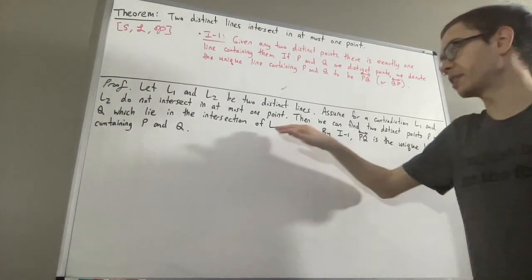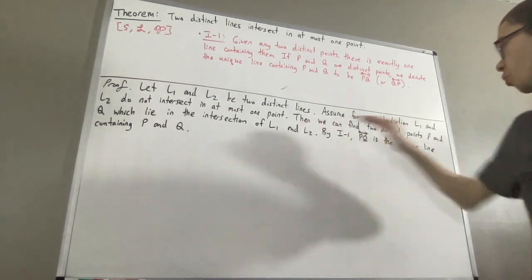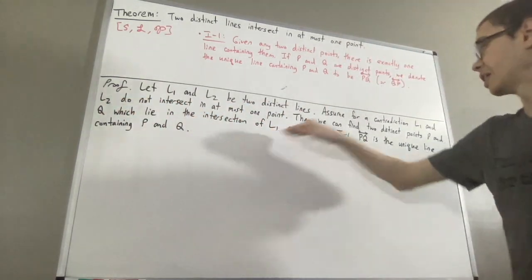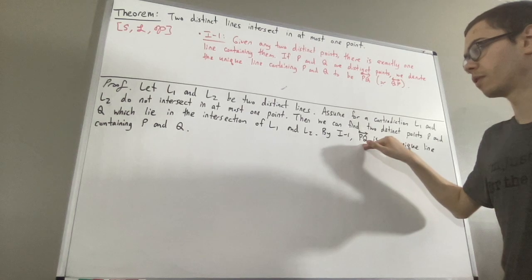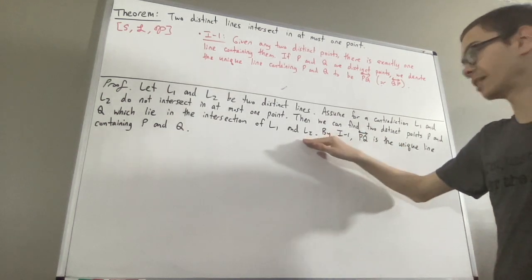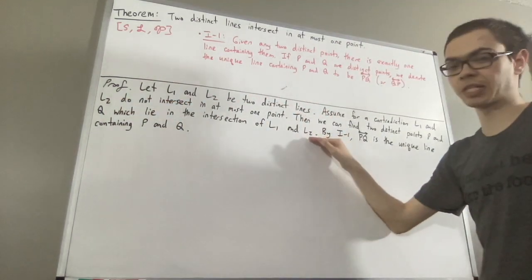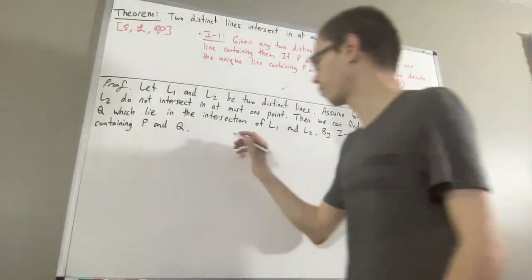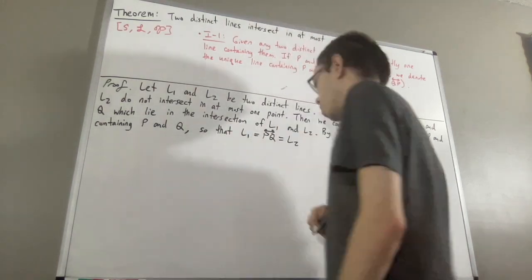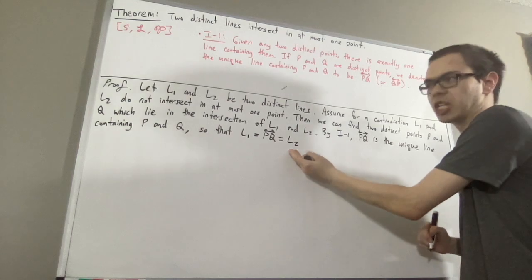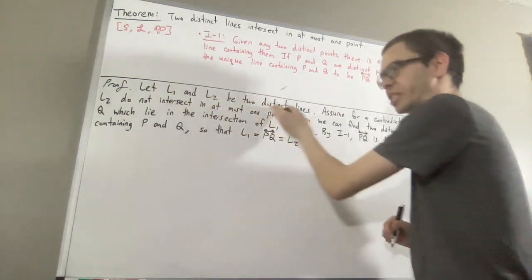Well, we know that L1 is a line which contains both P and Q. Therefore, L1 must be precisely line PQ. And also, since L2 is a line that contains both P and Q, L2 must be precisely line PQ. So that shows that L1 and L2 are equal, which contradicts the fact that L1 and L2 are distinct.